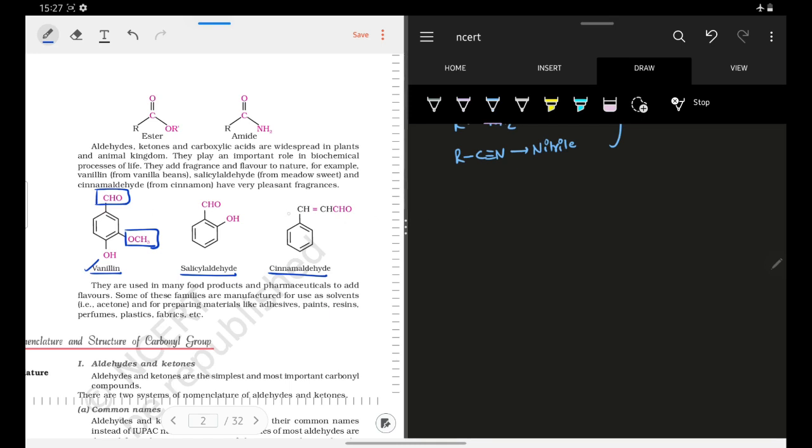So Clemmensen reduction will reduce the CHO group. Now if you do not know the structure of vanillin, then you won't be able to solve this easy question. So try to remember the structure of vanillin. Similarly, try to remember the structure of salicylaldehyde.